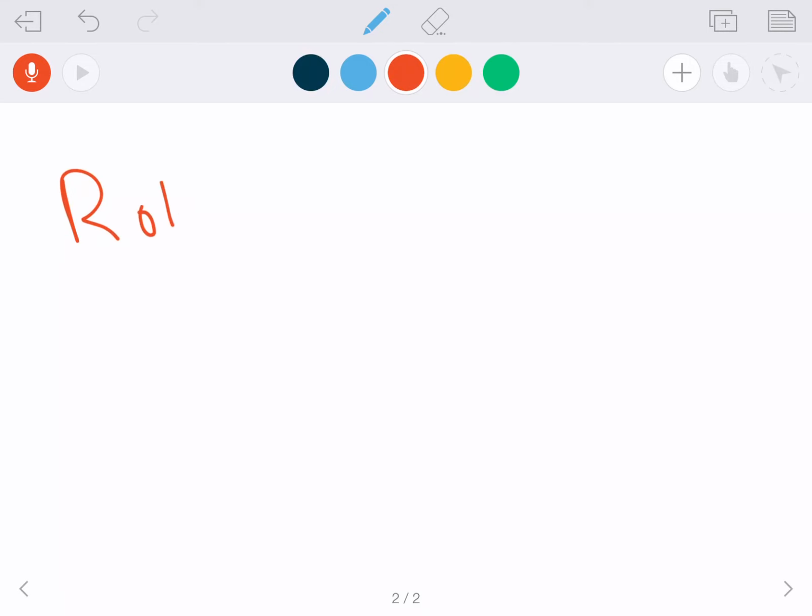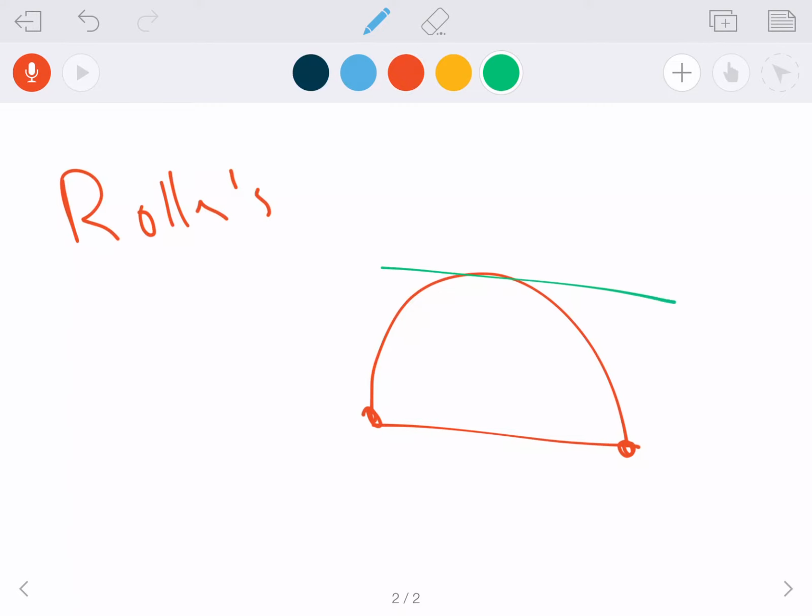Rolle's theorem was just a very specific case of the mean value theorem. Rolle's theorem was when A and B are the same value, right? So the mean value theorem is still the same thing. The slope of that secant line is 0, so we're looking for where f prime of C is equal to 0. It's just a specific case where A and B are equal, and so the slope that we're looking for is 0. So we had the mean value theorem, we have Rolle's theorem, we also had the extreme value theorem.